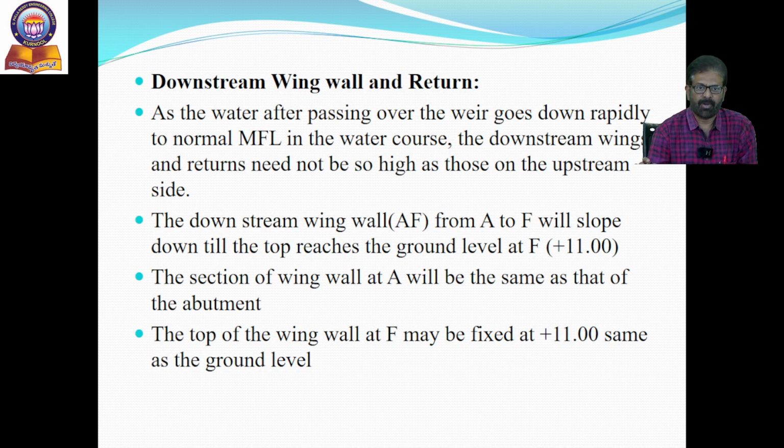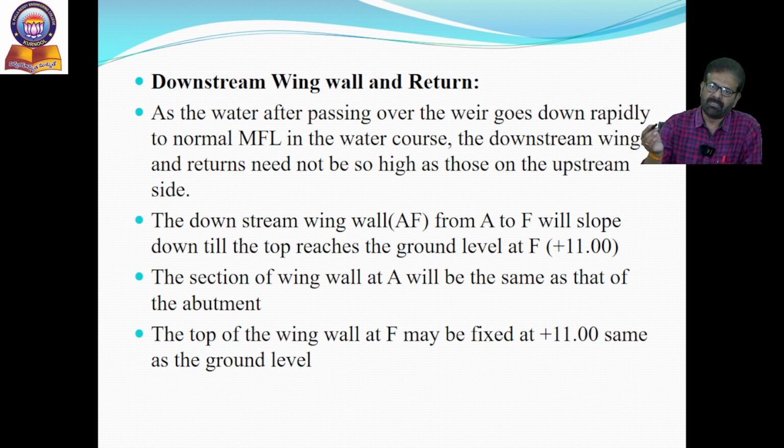Only thing, the point to be observed is, as the water after passing over the weir goes down rapidly to normal maximum water level in the water course, the downstream wings and returns need not be so high as those on the upstream side. This point we have to observe. Once again I will repeat. So when compared to upstream side, on the downstream side the wing walls are not necessary to have that much height.